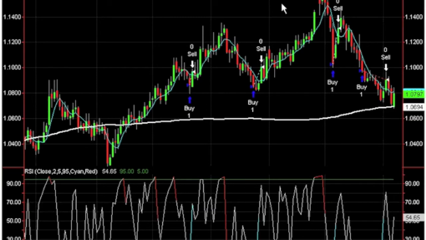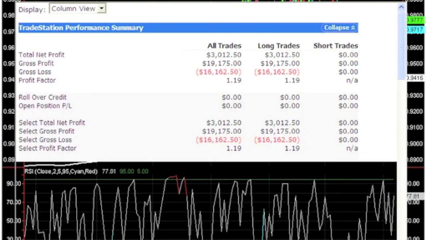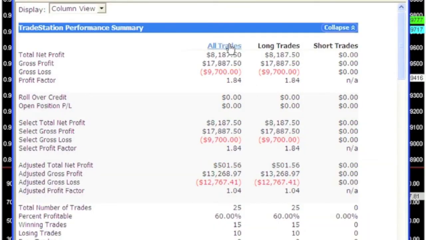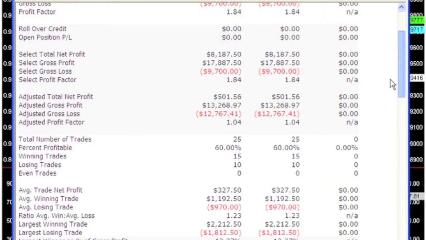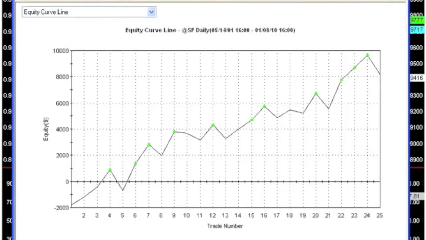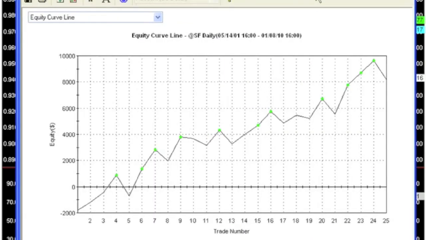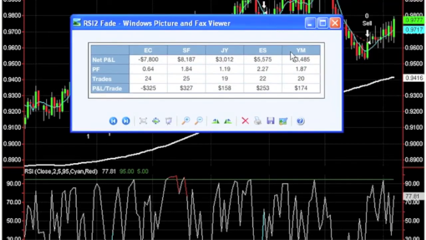Let's look at the Swiss franc. Now what do you think this one's going to look like? I was surprised. We get a 60% win rate, over $300 per trade, and look at that equity curve. Let me bring the summary up. So there we have our summary of our 5 markets using the RSI fading system, or mean reversion system.